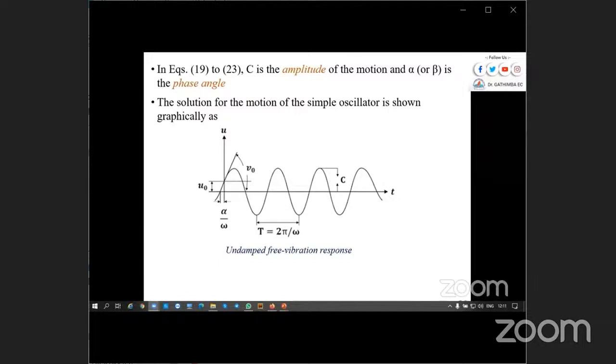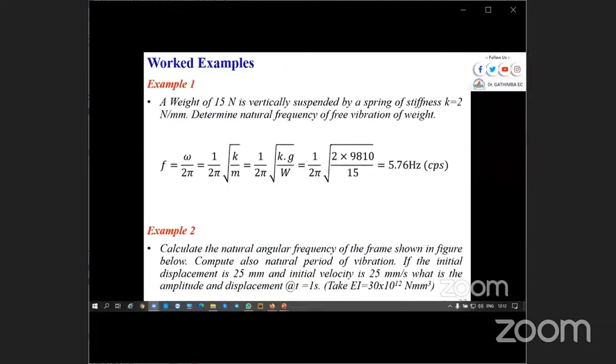Application of this equation is very easy, as you're going to see with just one or two examples before we can call it off for today. If you look at example 1, we have a simple example here. So we are saying there is a weight that is suspended vertically using a spring. So this is a spring.